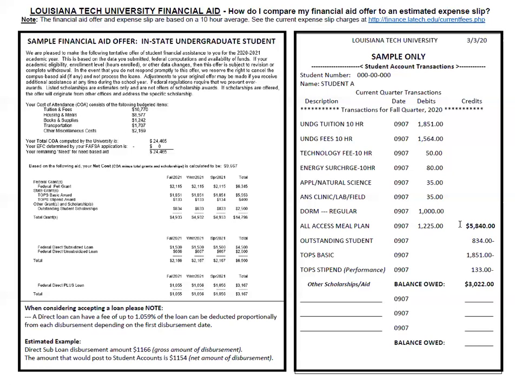So first, you obviously want to take out the free aid that the student's eligible for. So you're going to subtract their outstanding student, then their TOPS award, their stipend, and this student would still have a balance of $3,022.